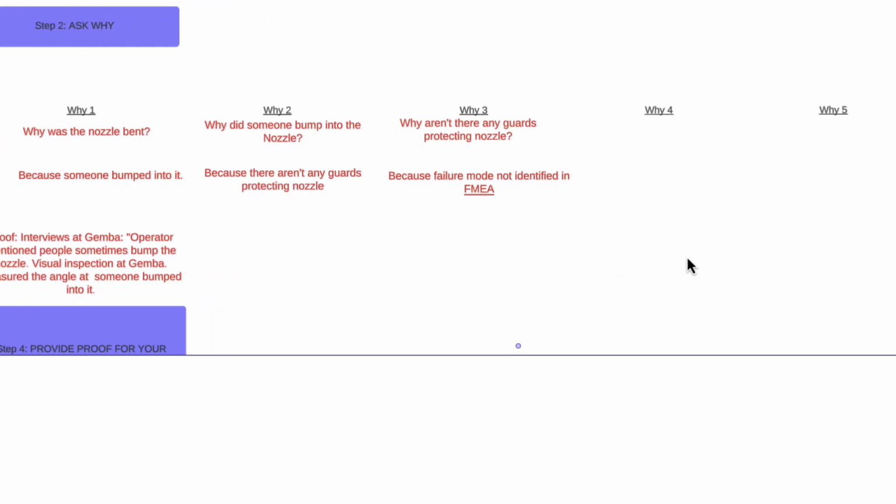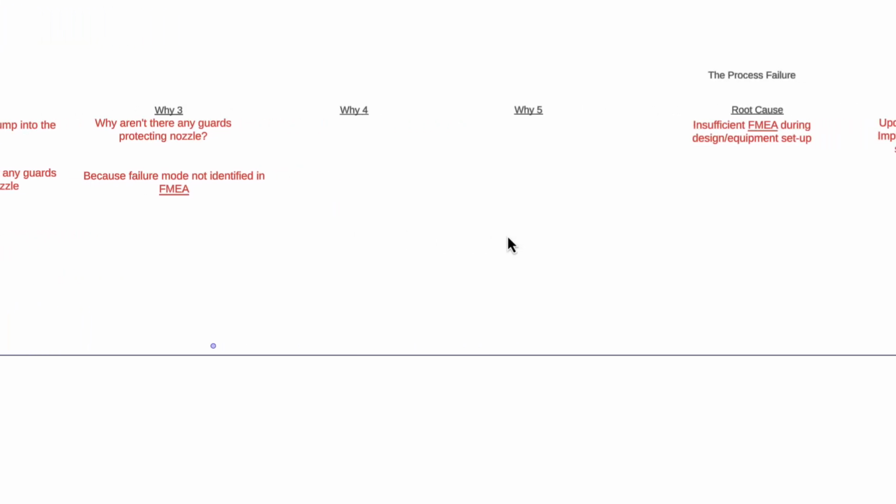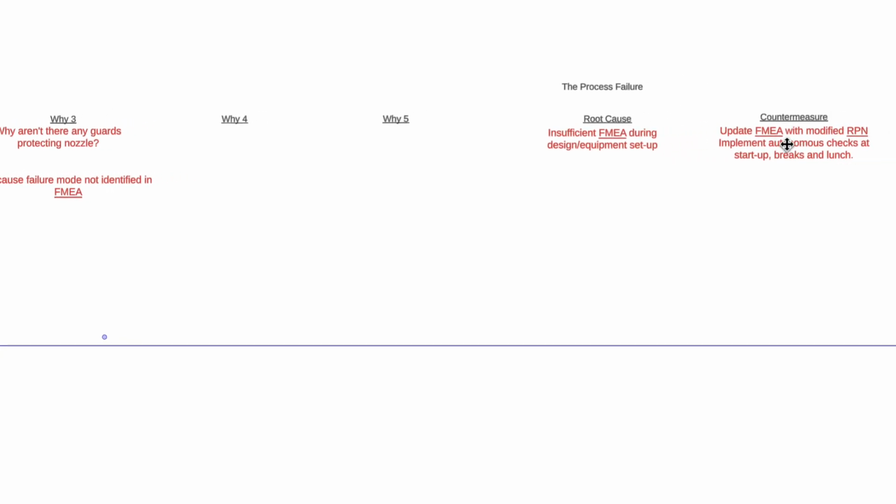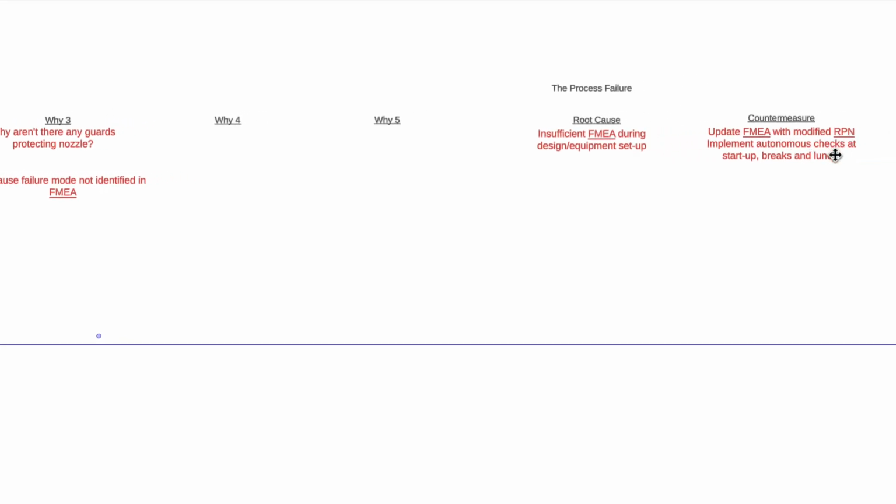And in this example, you don't need any more whys. You've gotten down to the process failure. So the root cause would be insufficient FMEA during design equipment setup. And the countermeasure to that would be update the FMEA with a modified RPN and then implement autonomous checks at startups, breaks, and lunches. So those are two different countermeasures.